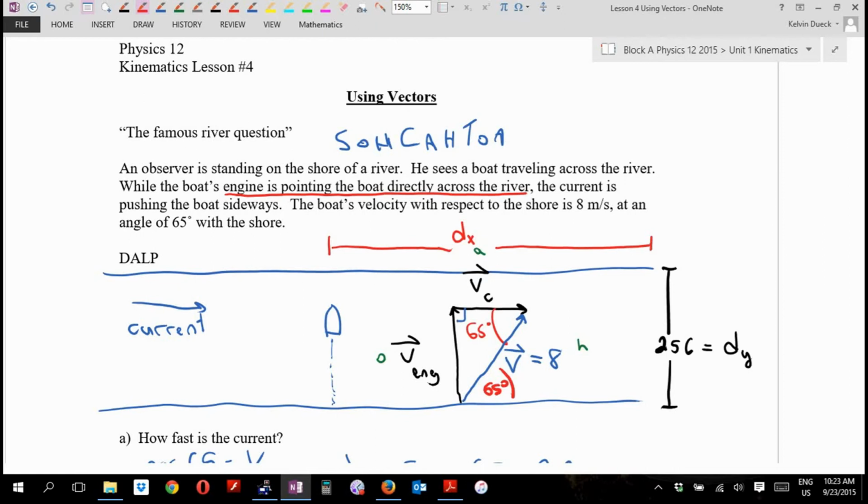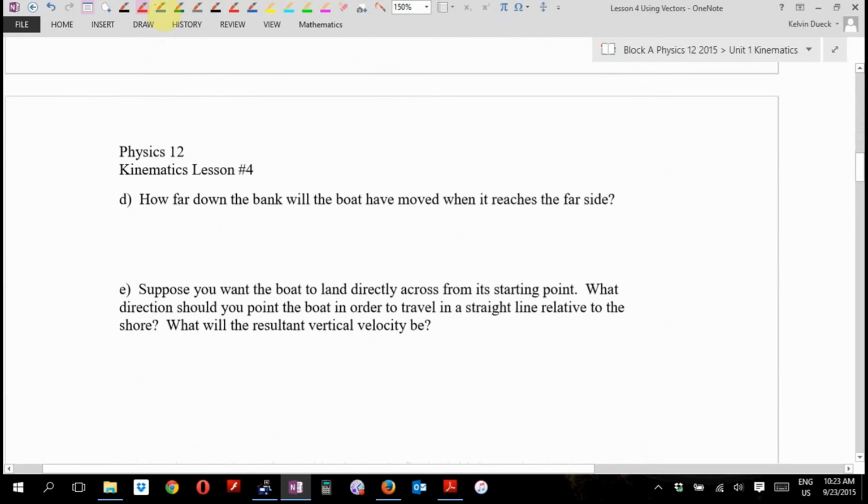So for the river question or for the airplane question, you can assume all the speeds are constant, which means I can just do this. d equals vt. No. x, just to remind myself. Which v am I going to use from my picture? Not the 8. 3.38? Time.